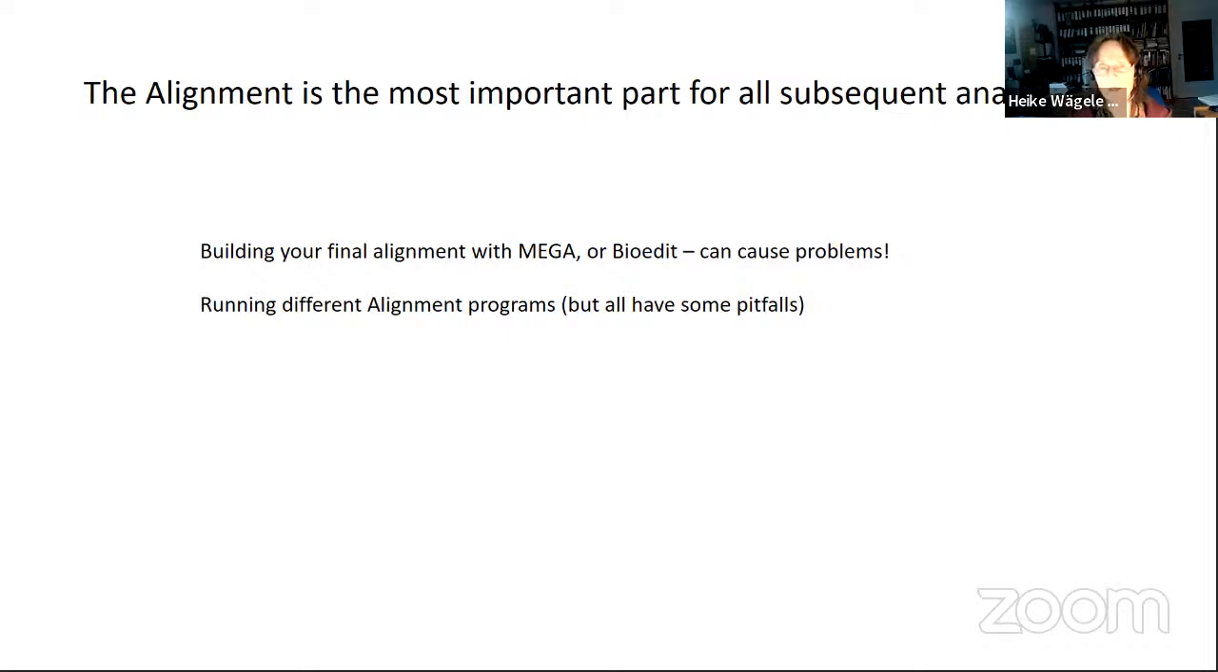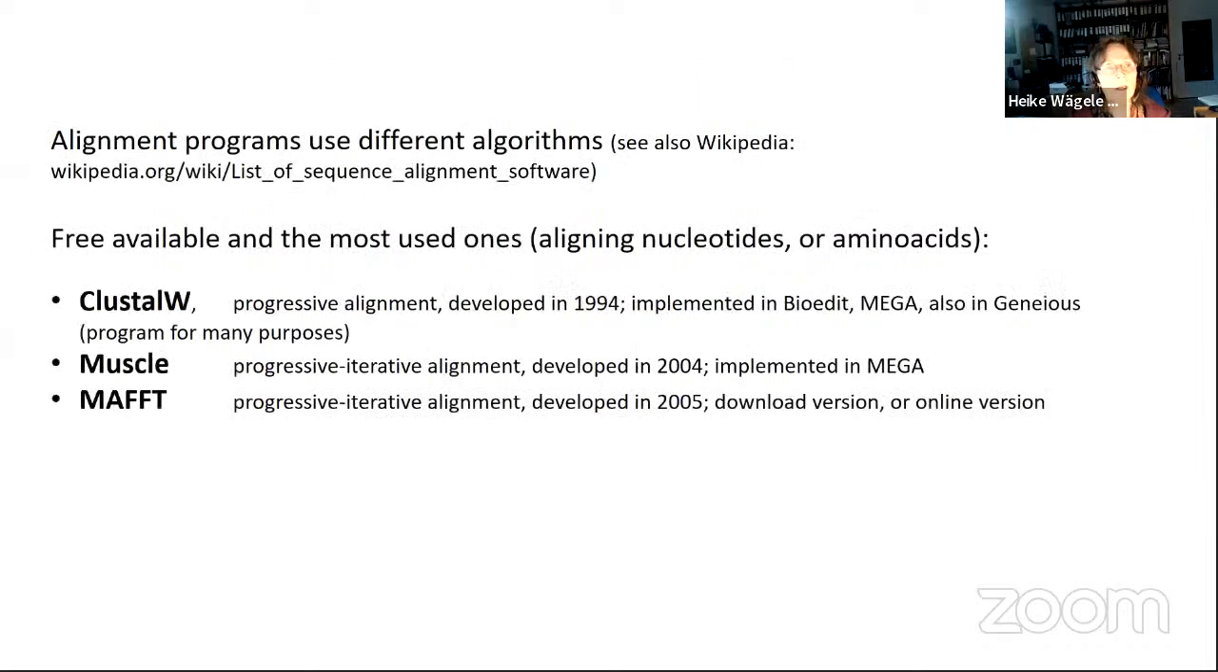I said a little bit already about final alignments. When you use programs we have talked about, like BioEdit or Mega, the algorithms of these programs can cause problems when doing an alignment. There are many other alignment programs that are freely available, but all of them have some pitfalls too. So why is it so important to use special algorithms to get your final alignments?